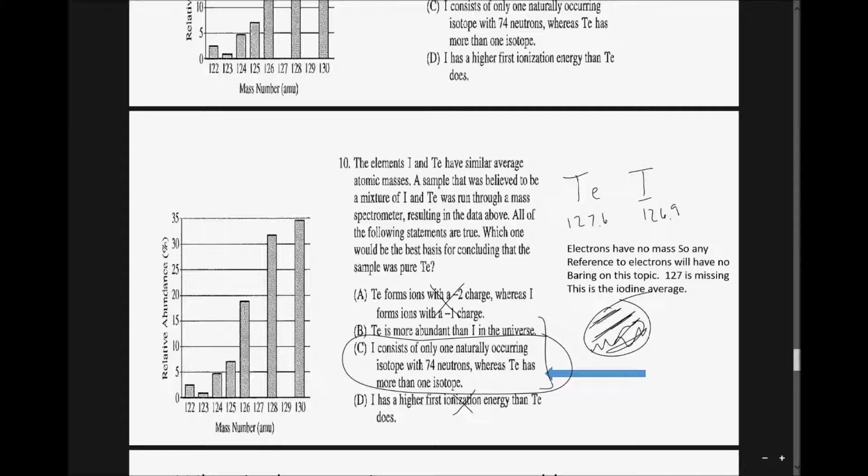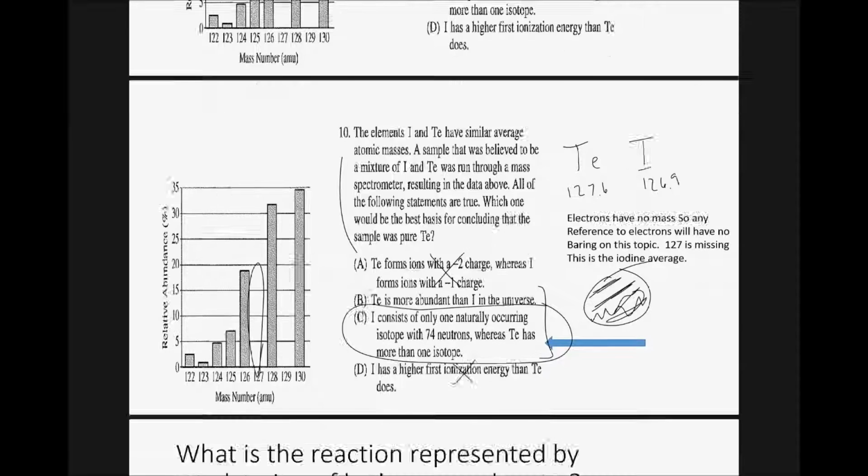Iodine's only naturally occurring isotope has 74 neutrons, whereas Te has more than one isotope. So you're seeing a bunch of versions of Te, and the question is asking which of the following would be the best basis for concluding that this is a pure sample of Te. We're missing one here involving iodine.